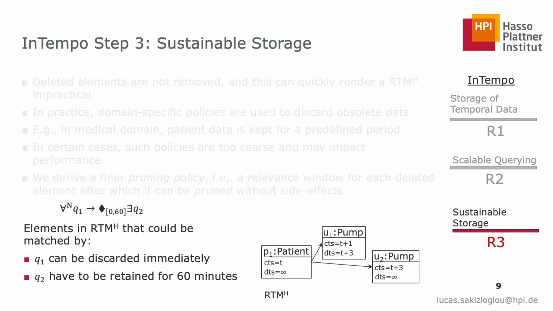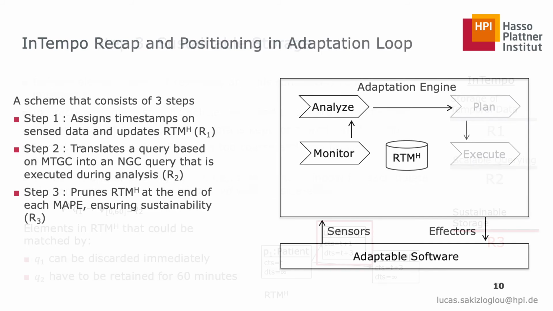Just to visualize the type of nodes we target with pruning policies in a runtime model with history, here you can see this pump that has set a deletion timestamp that has been removed from the physical system, and these type of nodes are checked against pruning policies to ascertain whether they can be removed or not.